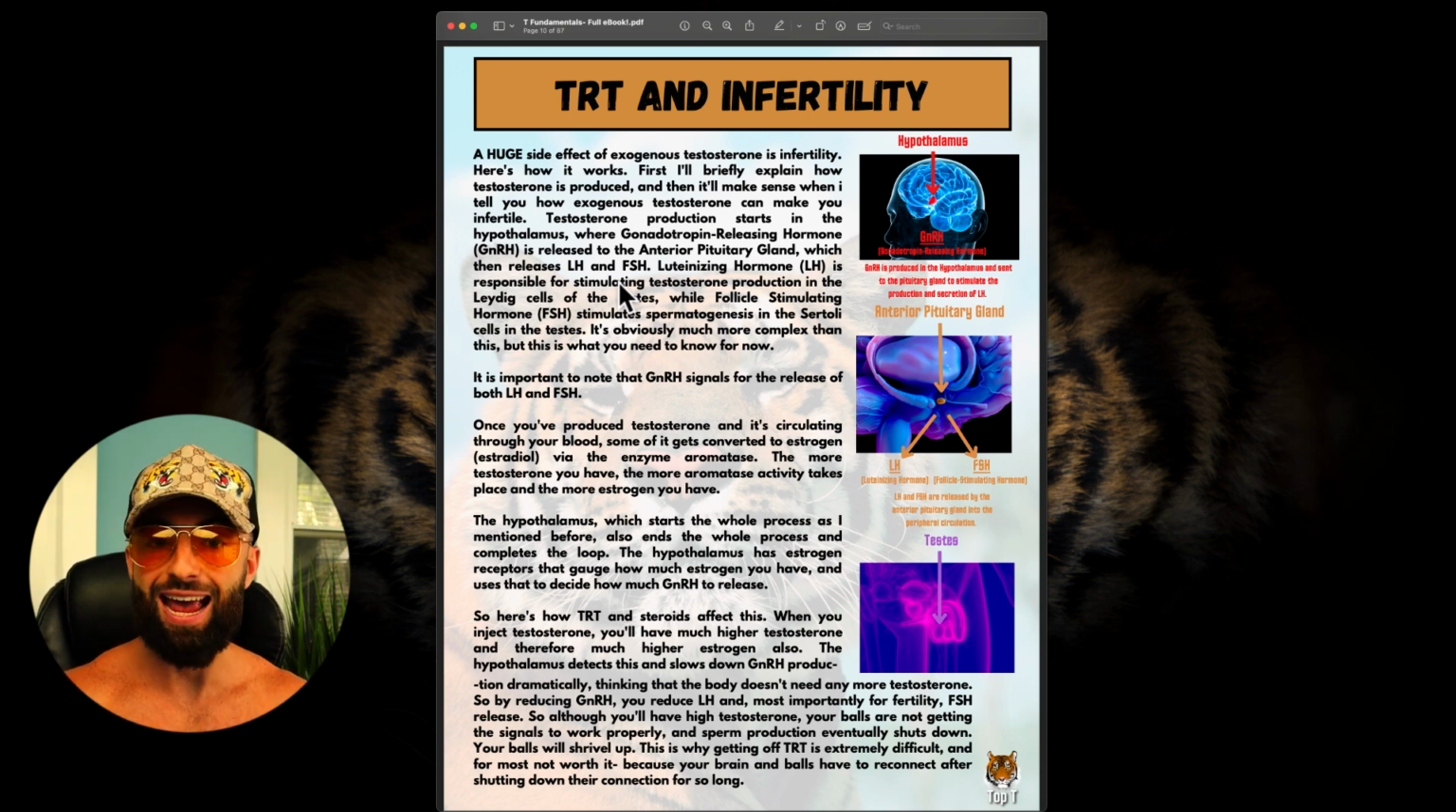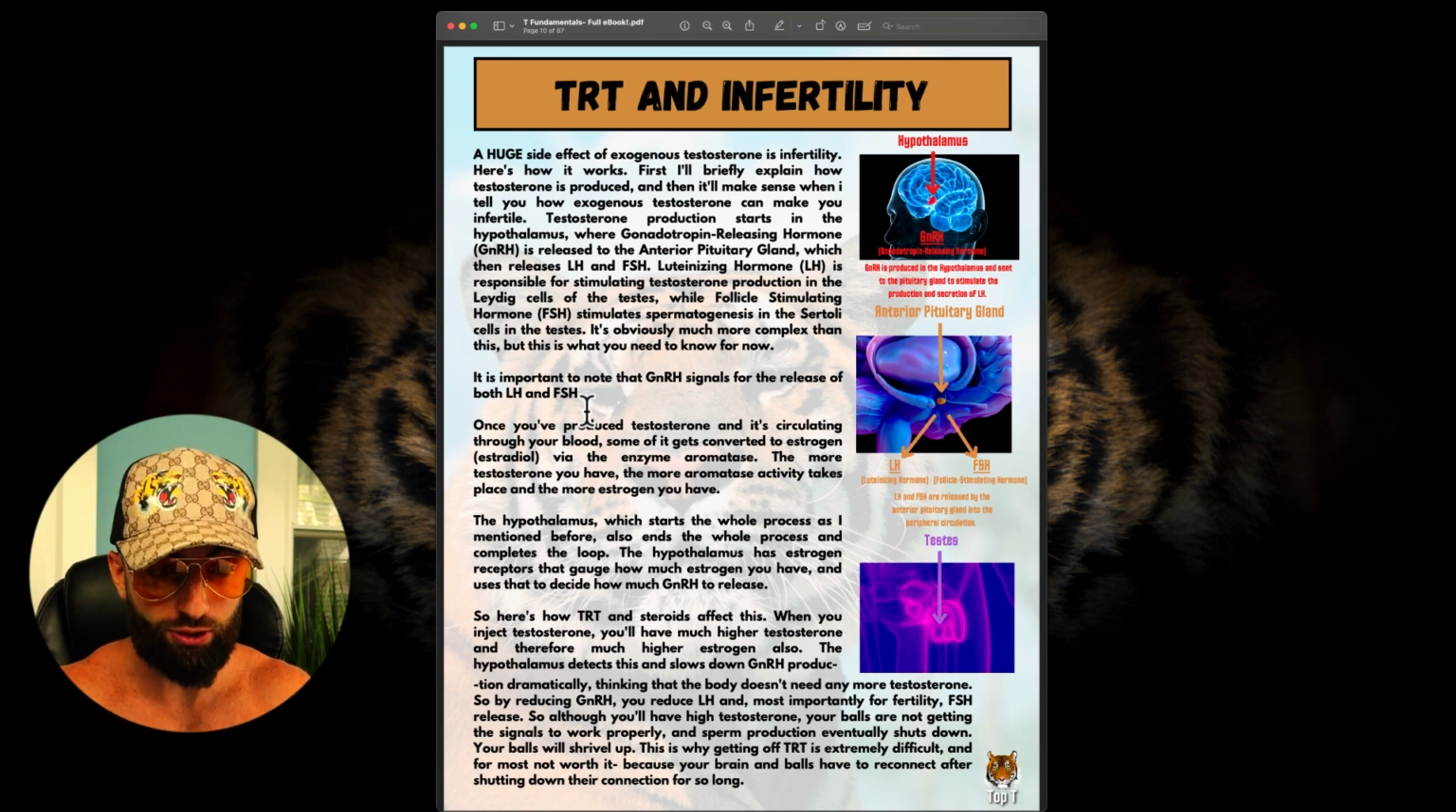So the hypothalamus has estrogen receptors all over it to gauge how much estrogen you have and uses that measurement to decide how much GnRH to release to start the whole process over. So here's how TRT and steroids affect this. When you inject testosterone, you'll have much higher testosterone and therefore much higher estrogen also. And the hypothalamus will detect these higher estrogen levels and slow down GnRH production dramatically, thinking that the body doesn't need any more testosterone.